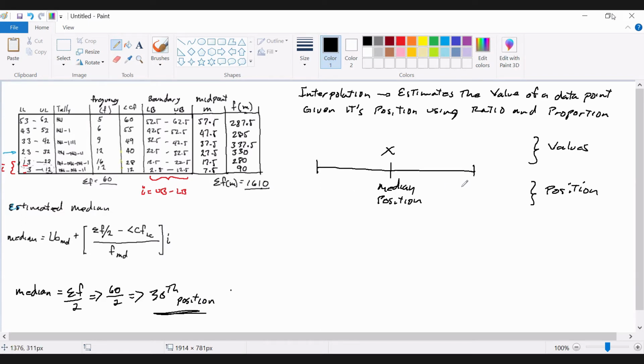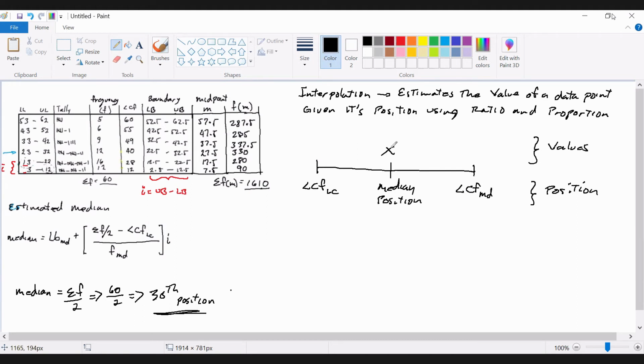What are these values? Since this is now the median class, its maximum value is the 40th position. So that is now the less than cumulative frequency of the median class. And the lowest possible value is above 28, which is now the less than cumulative frequency of the lower class, right? So that's about the position.